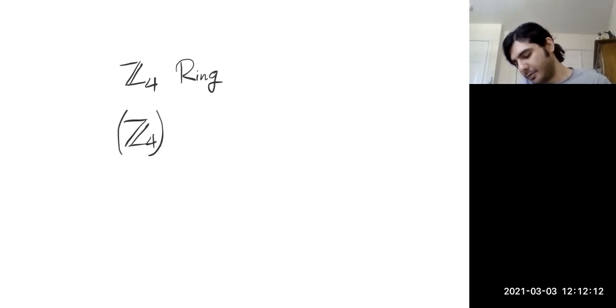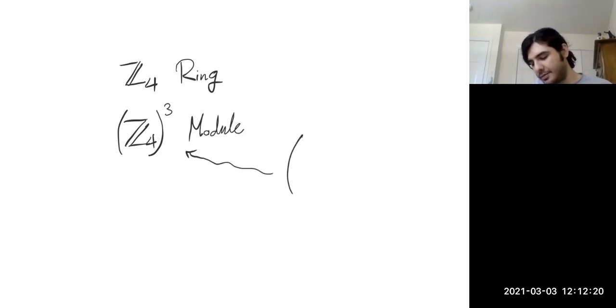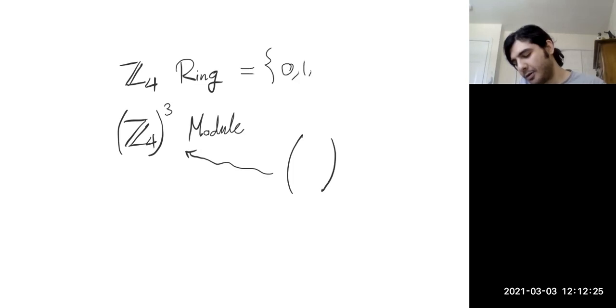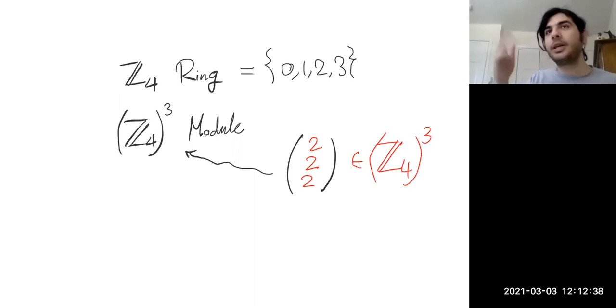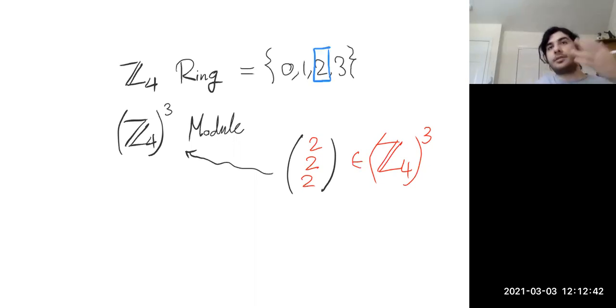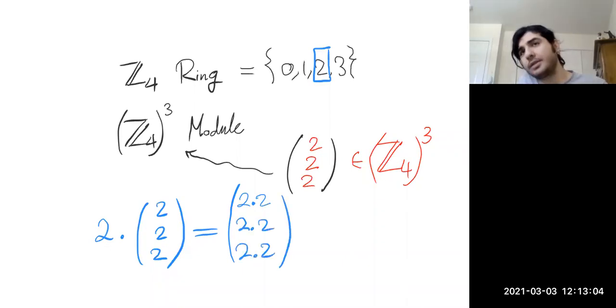So for example, take Z4 as a ring, and then take Z4 to the power 3 as a module. It is very similar to a vector space. The elements here are things like vectors with 3 components. So Z4 is 0, 1, 2, 3. For example, consider this element 2, 2, 2. This is something in Z4 cubed. This element is non-zero. It has 2 in each component. This element in the ring is also non-zero. 2 is non-zero. So take 2 and multiply that by this thing which looks like a vector, 2, 2, 2. Both of them are non-zero. What is the result of this multiplication? Well, we get 2 times 2, 2 times 2, 2 times 2. But what is 2 times 2? 2 times 2 is 4.